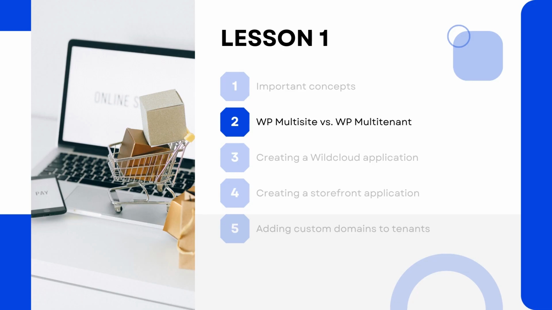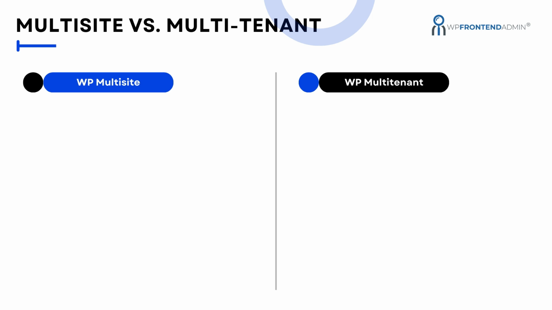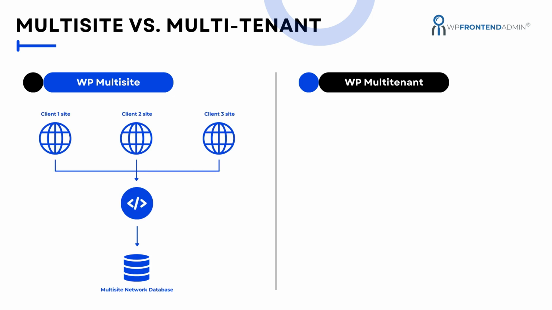At this point, it is useful to make a comparison between WordPress multi-site and WordPress multi-tenancy. A key approach to better understand the differences is to look at the way both structures use databases. WordPress multi-site uses a single database for all sites within the network. Each site's data is stored in separate tables within that single database.